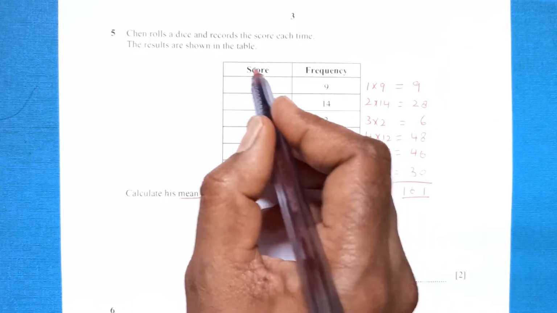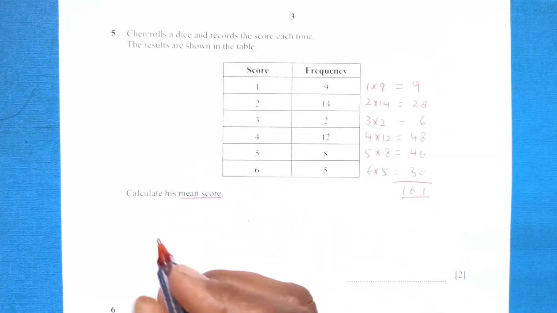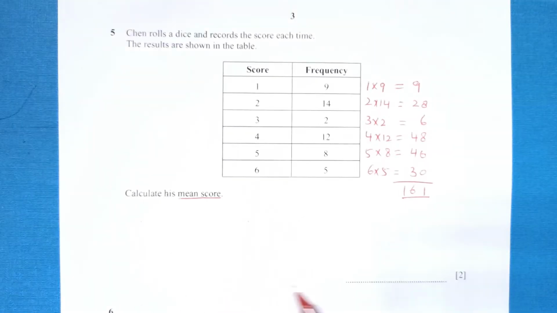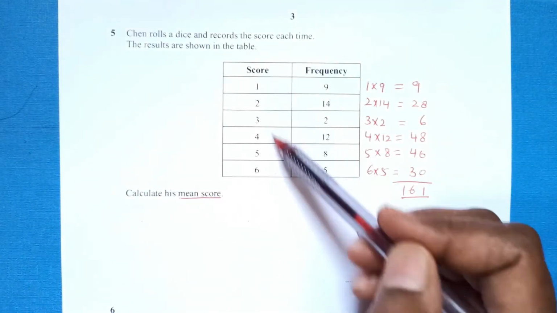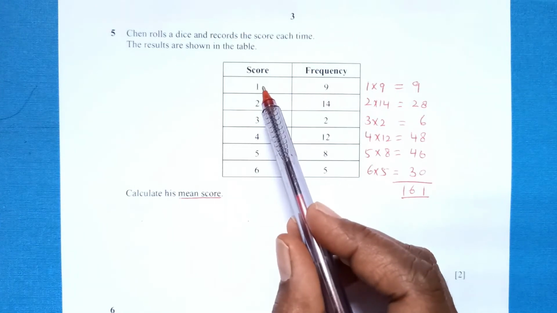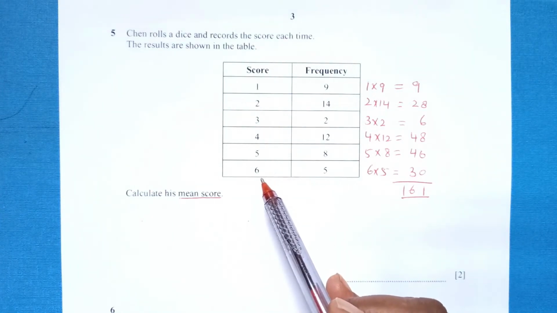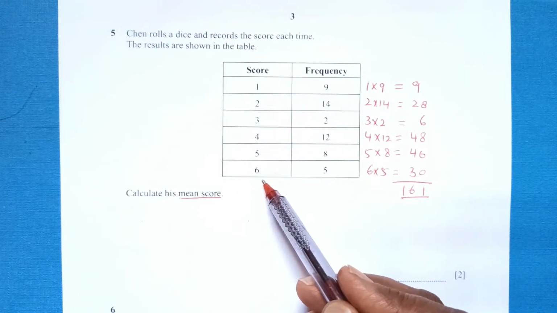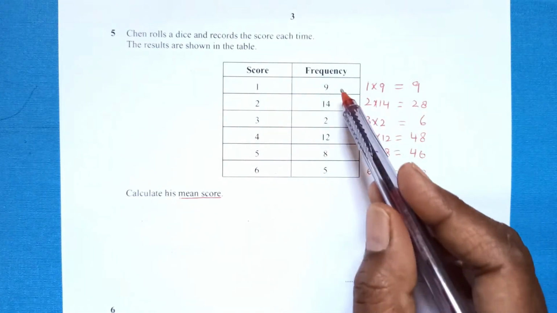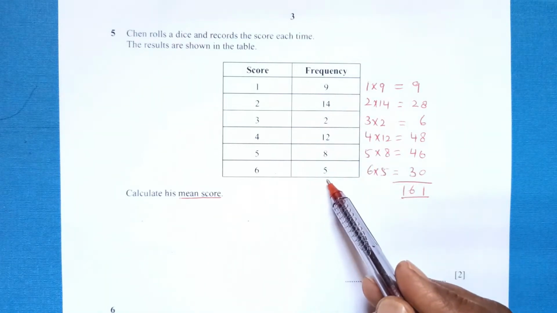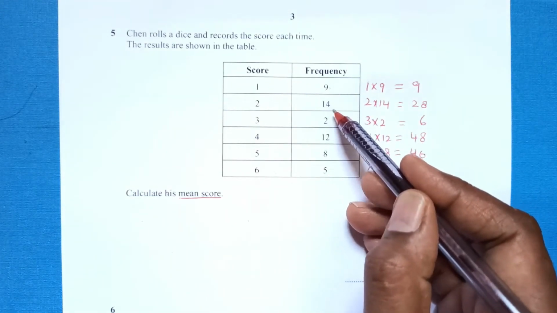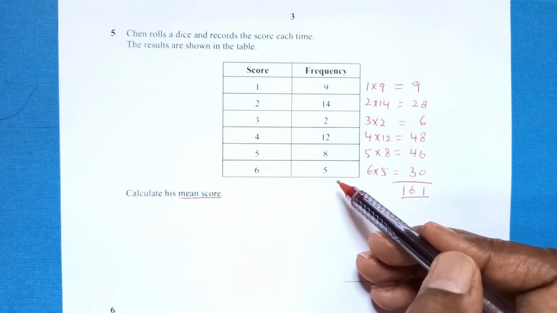So now how many outcomes? They are 6 here. Don't get confused here. This is the score on the dice. Usually students take it divided by 6. We are not dividing by 6. We have the frequency here. So how many times we actually did the experiment? You need to total all of them. 9 plus 14 plus 2 plus 12 plus 8 plus 5.